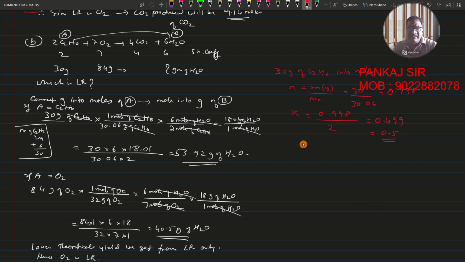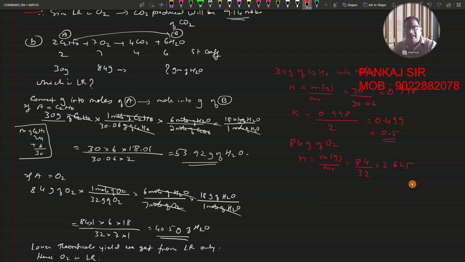Similarly, I am going to find out the K factor for the oxygen. Oxygen is given to me as 84 grams, right? So to find out the K factor, first I'll find out the moles of oxygen, which will be n equal to mass in grams upon Mr, which is equal to, I think, 84 upon 32, since oxygen is 32. So 84 upon 32 works out to 2.625.